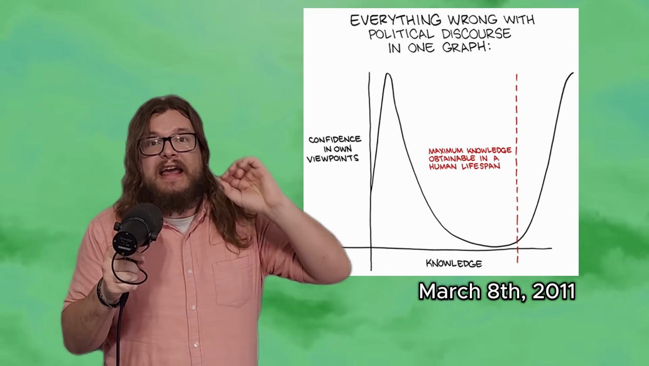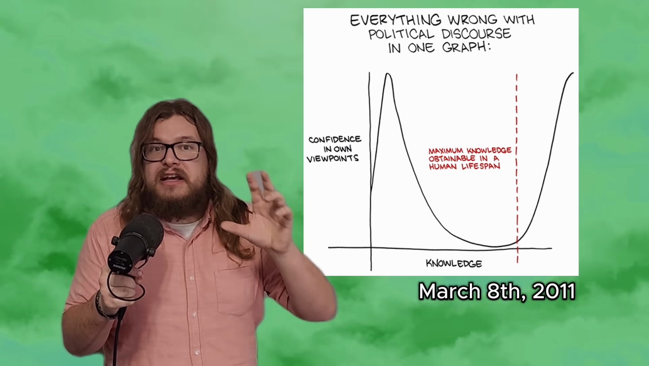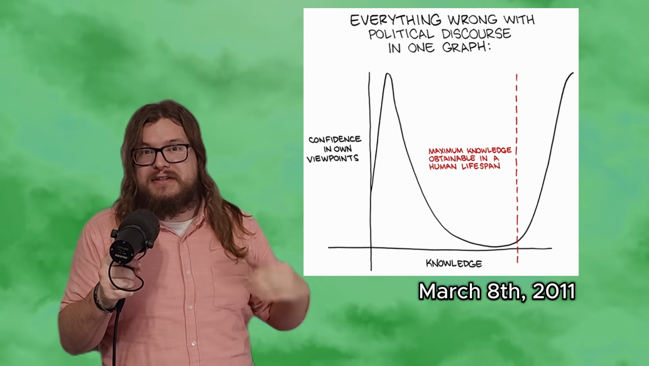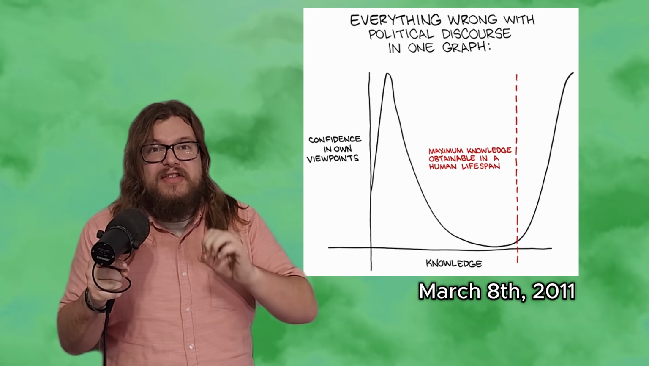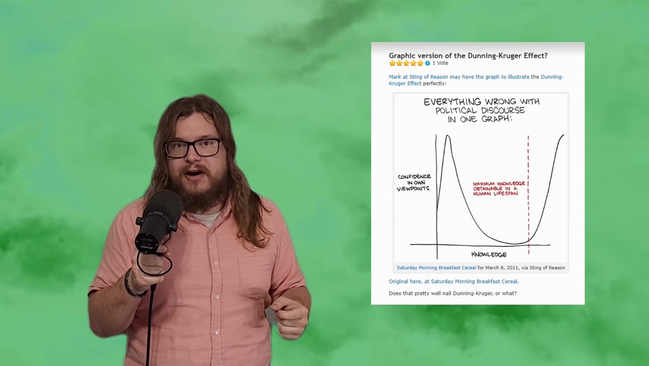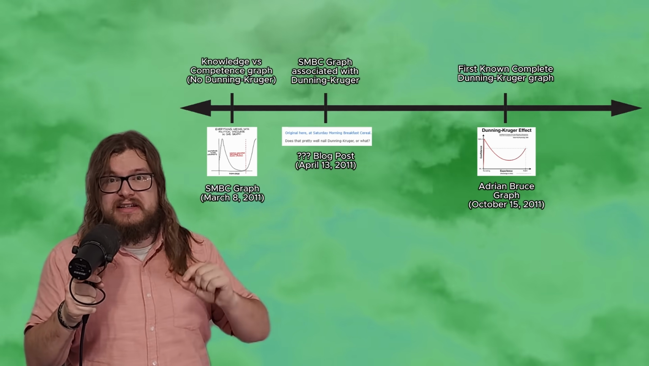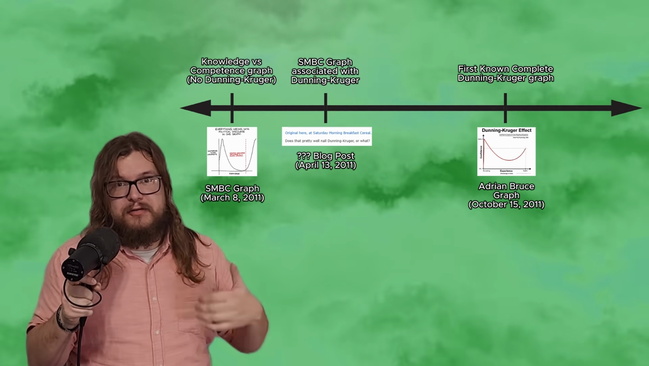Anyway, on March 8th, 2011, the comic for the day was this graph. It's labeled Everything Wrong with Politics, and the graph has a very familiar looking shape. It's graphing knowledge versus confidence and viewpoints, which is ringing pretty close to that general confidence versus competence thing. The only thing it's missing is any mention of Dunning-Kruger at all. However, someone decided to repost this graph onto a WordPress blog, adding, "Does that pretty well nail Dunning-Kruger or what?" on April 13th, 2011, and is currently the oldest known instance of the Dunning-Kruger effect being associated with a graph like this. Credit again to Devin Sherman for finding this.